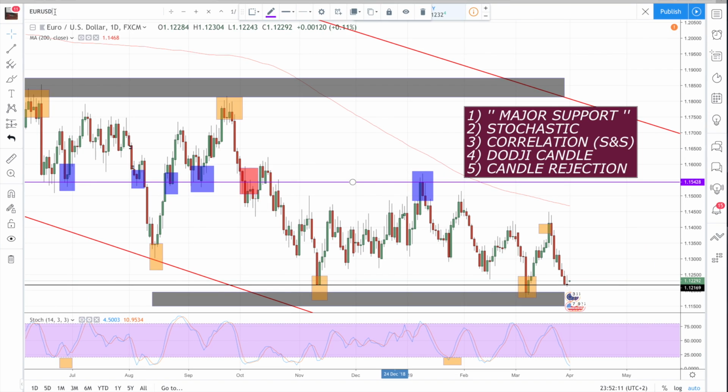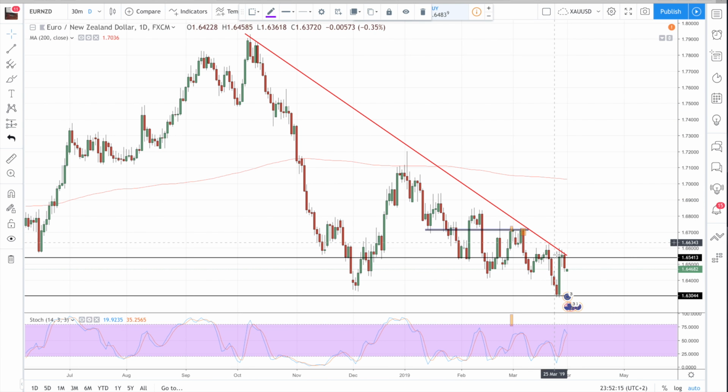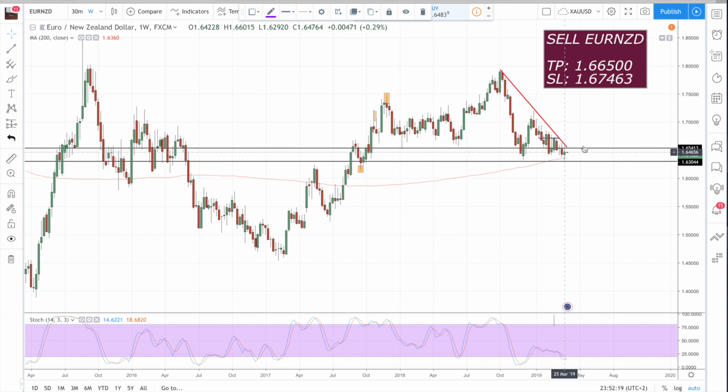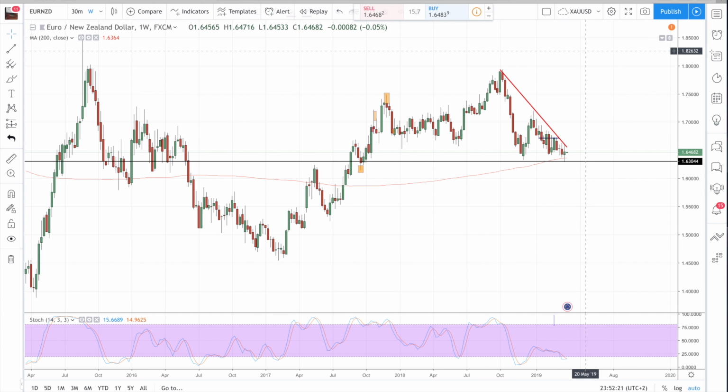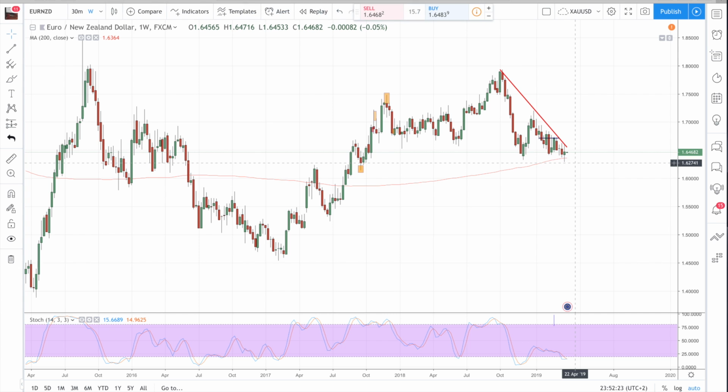EUR/NZD, EUR/NZD. So EUR/NZD at the moment, let's go to the weekly. We have a kind of weekly chart, okay? We were selling EUR/NZD, I will show you why.